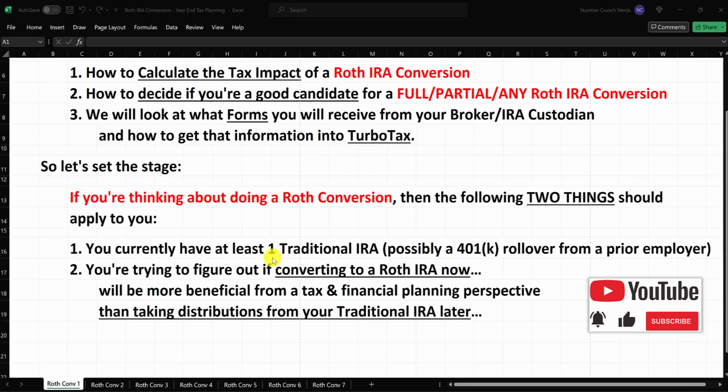Or you have been contributing to an IRA separately from your employer. That's also very common. But you have to have at least one traditional IRA, because a Roth conversion is converting a traditional IRA, some or all of it, into a Roth IRA. That's what the conversion is. So if you don't have one of these, then there's nothing to convert. All right, so you're sitting on at least one traditional IRA right now.